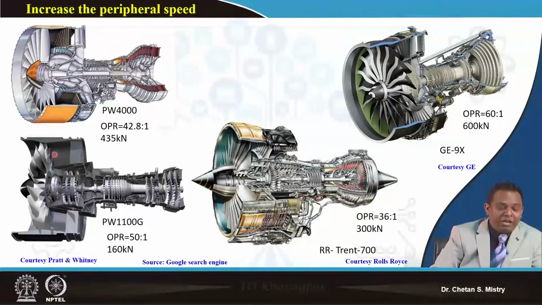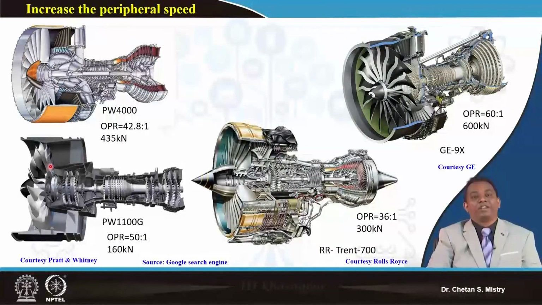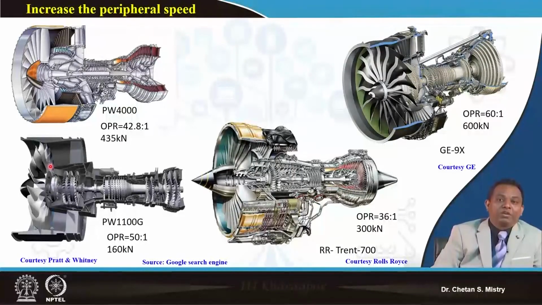You can understand, the larger the diameter, the more chances of the formation of shock near the tip region, mainly at your entry to the fan. So this is what we need to realize. Now, using the fundamental equation we are discussing, by increasing your peripheral speed you are able to increase your per-stage pressure ratio, and you are able to reduce your number of stages.